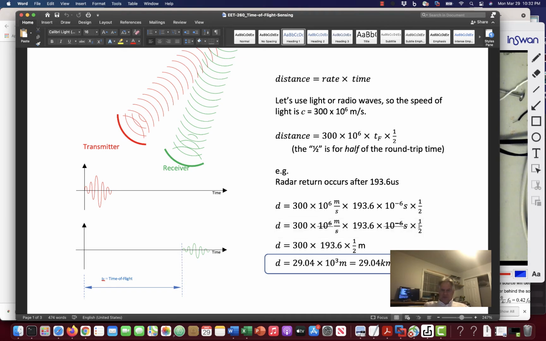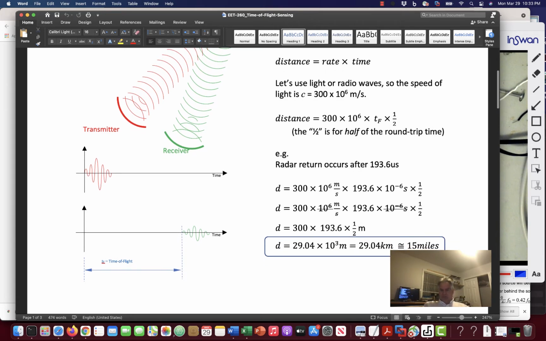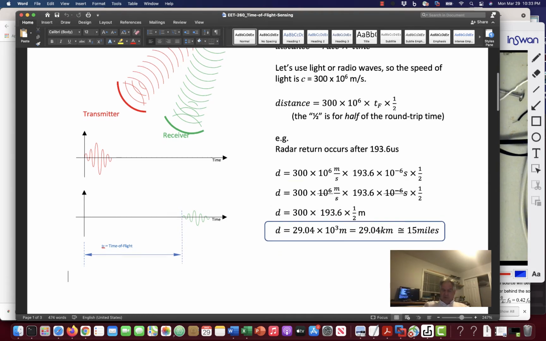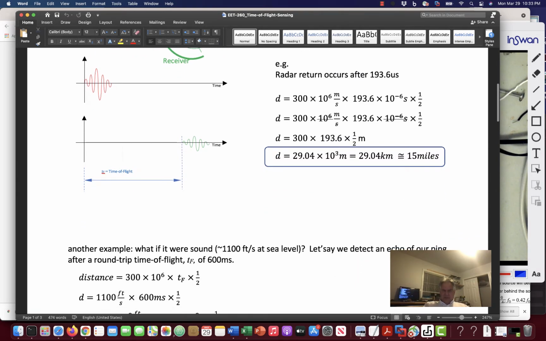And so the answer is 1/2 of 300 times 193.6, or 29.04 times 10 to the third meters, 29.04 kilometers, or very close to 15 miles. So, in a radar situation, we'd expect the target to be out there at 15 miles.